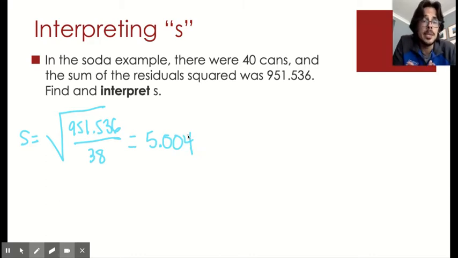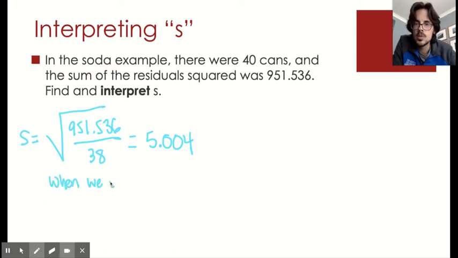What does that number mean? What does S equals 5 basically tell us? Well, remember, S is the typical residual size for this problem. A residual is how much your predictions are off by on average. So there will be a little script that I give you formally later on in these slides, but for now, let's just talk through this.